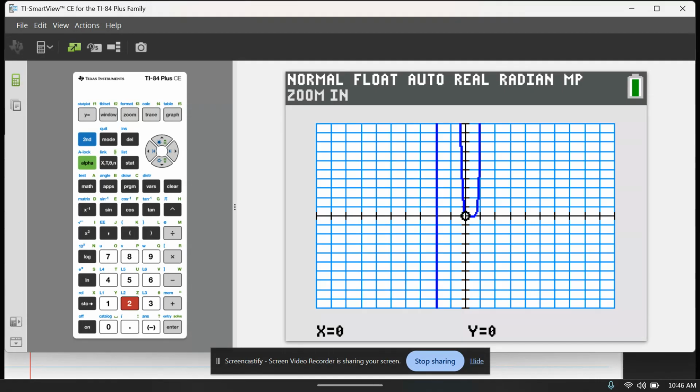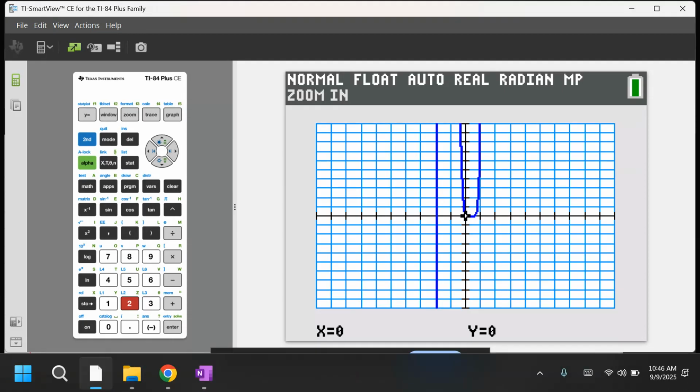We see it crossing at -2. The multiplicity of the -2 was 1. That's an odd multiplicity. Odd multiplicities cross the x-axis. Maybe we're going to write that down in our notes real quick.